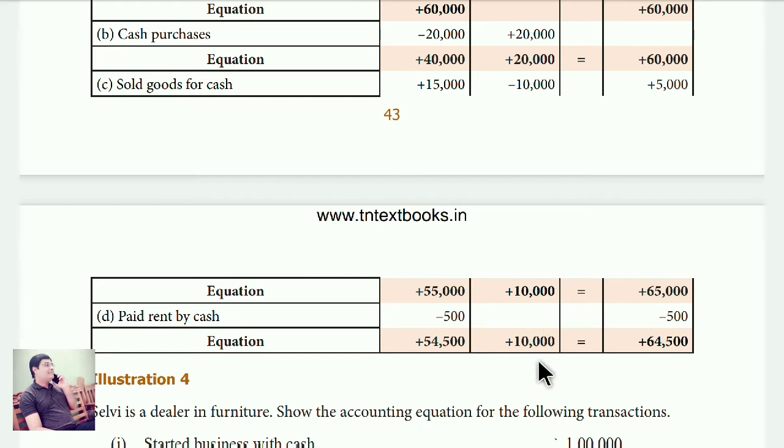10,000 write it as it is, because nothing has to be deducted or added. Then 65,000 minus 500, 64,500. So if you add assets and liabilities separately, the answer will be the same. See, 54,500 plus 10,000 is 64,500. This is the asset total. Liability total is also 64,500. Understand the sum?